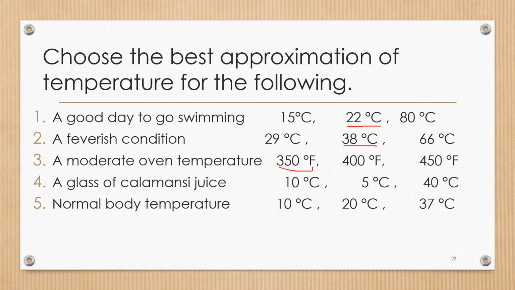Okay. A glass of calamansi juice: 10 degrees Celsius, 5 degrees Celsius, or 40 degrees Celsius. Palagay nyo. Pag 5 degrees Celsius, sobrang lamig naman yan. So, ito, 10 degrees Celsius is advised. Wag naman 40 degrees Celsius, kumukulo-kulo pa yan, parang kang nagkakape. Normal body temperature: 10 degrees Celsius, 20 degrees Celsius, or 37 degrees Celsius. Of course, 37. Pag 10, malamig-lamig na ang katawan mo. Next.